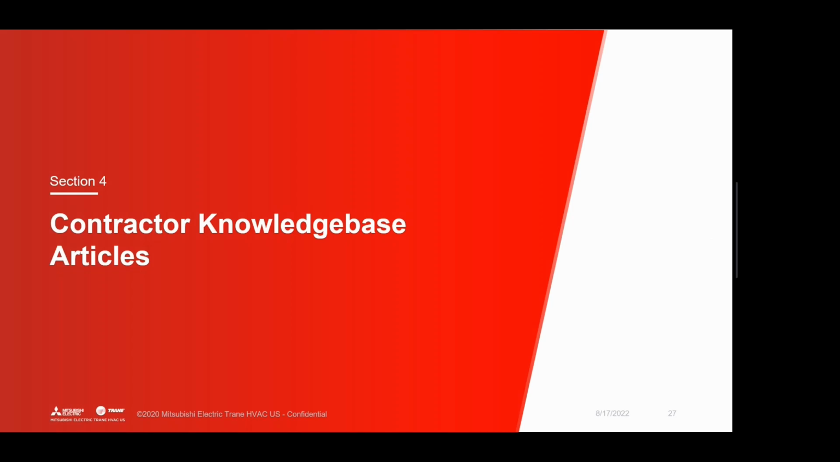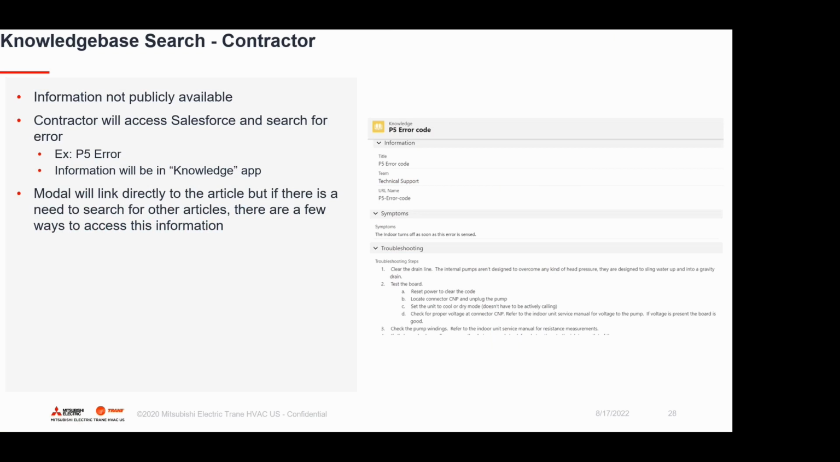All right, and then I'd like to talk a little bit more about the contractor knowledge base articles. Like I mentioned, this information is not publicly available. A contractor who has access to this will need to access Salesforce and has the ability to search for this error, or they will be able to access this directly by looking in their contractor portal and selecting the link to this error from there.